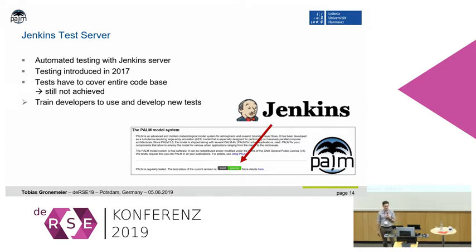And you also have to train the developers to actually use the tests and also to develop new tests. At the moment it happens quite frequently, maybe once every 2 weeks, that the build does not pass and is failing. This is because our developers are still not that familiar with how to use the test server in advance before submitting to the trunk, so to the official code base.